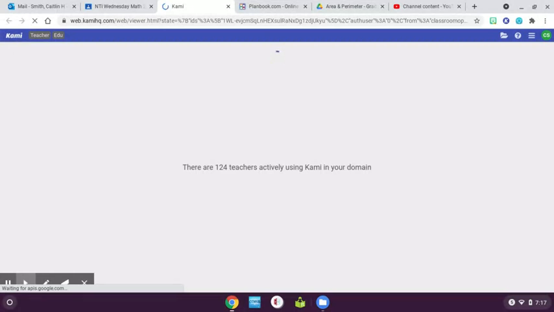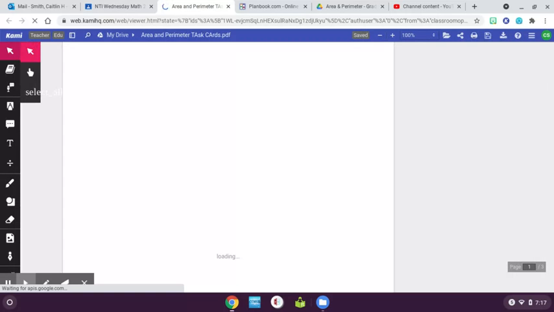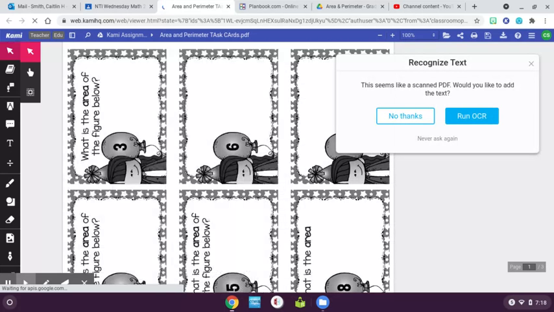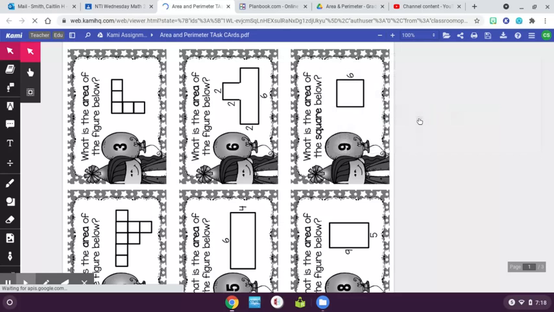So these task cards are mixed up. They have finding area of rectangles and finding the area of irregular shapes that are not rectangles. And they have the same for perimeter. They have finding the perimeter of rectangles and irregular shapes that are not rectangles. They also have word problems. All of this will be the types of problems that are on your area and perimeter test on Friday. So this is really good practice. I'm going to hit no thanks.